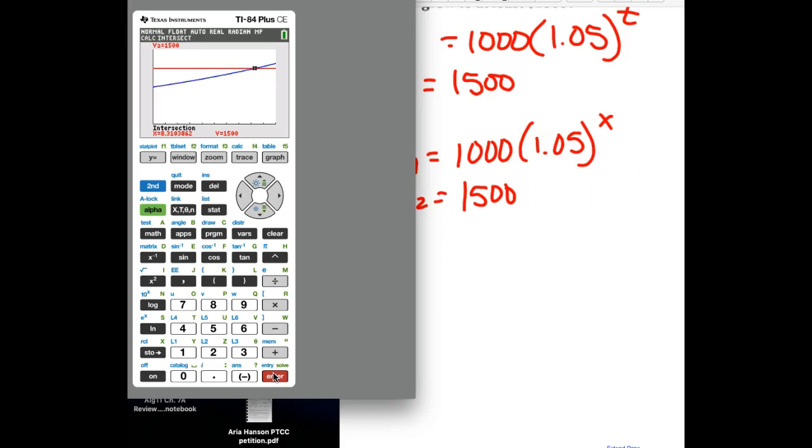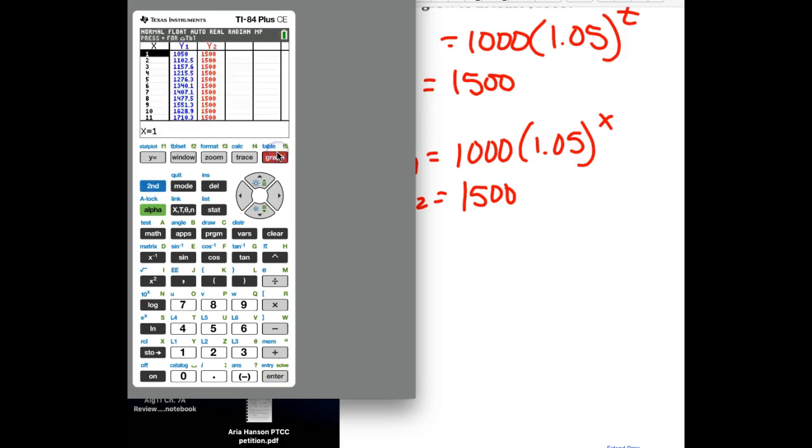The problem is I can't give an answer of 8.3 years because it's annual interest. I'm only going to get it at the end of each year. Does that make sense? So I want you to go to your table, so second graph, and look at your table. The red one here is just that horizontal line at 1500, so my y value is always 1500. Looking at the blue one, that's my curve.